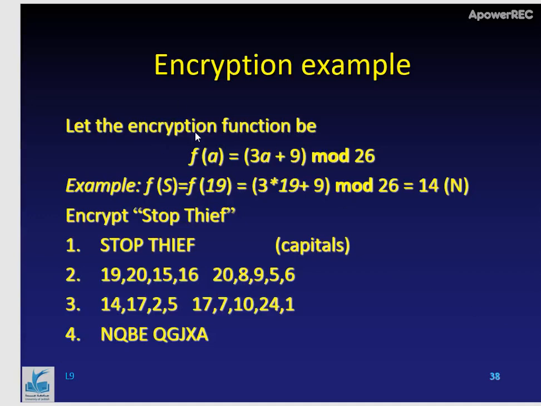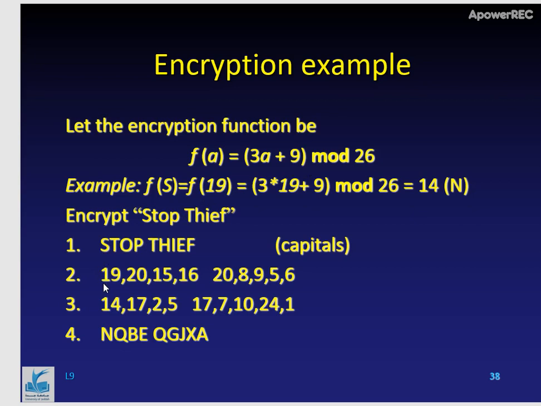We apply this encryption function upon all the letters of this message after converting them to capital letters. So the first step, we convert the letters in the message to capital letters, and then for each letter we apply this function f of a. Remember that we can change this function if we want to encrypt using a different function, but this function has to stay invertible.